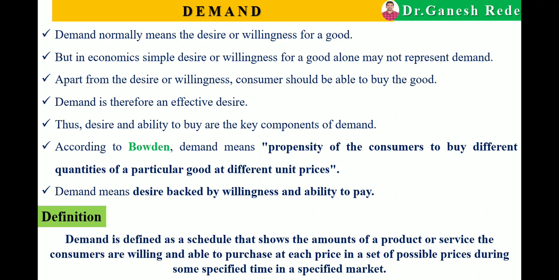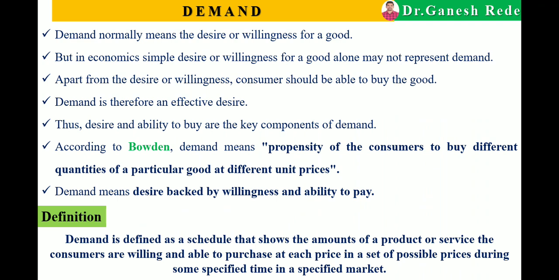So desire and ability to buy are the key components of demand, meaning desire and ability to purchase that good, these are the two important components of demand. According to the economist Bowden, demand means the propensity of consumers to buy different quantities of a particular good at different unit prices. Summarizing all this in short, demand is a desire backed by willingness and ability to pay.